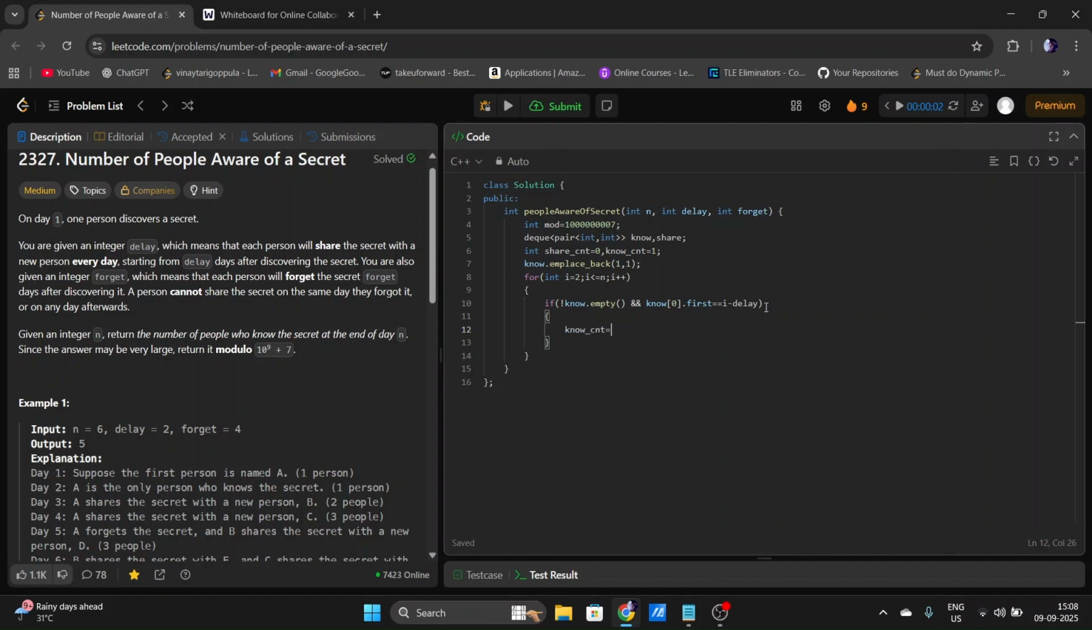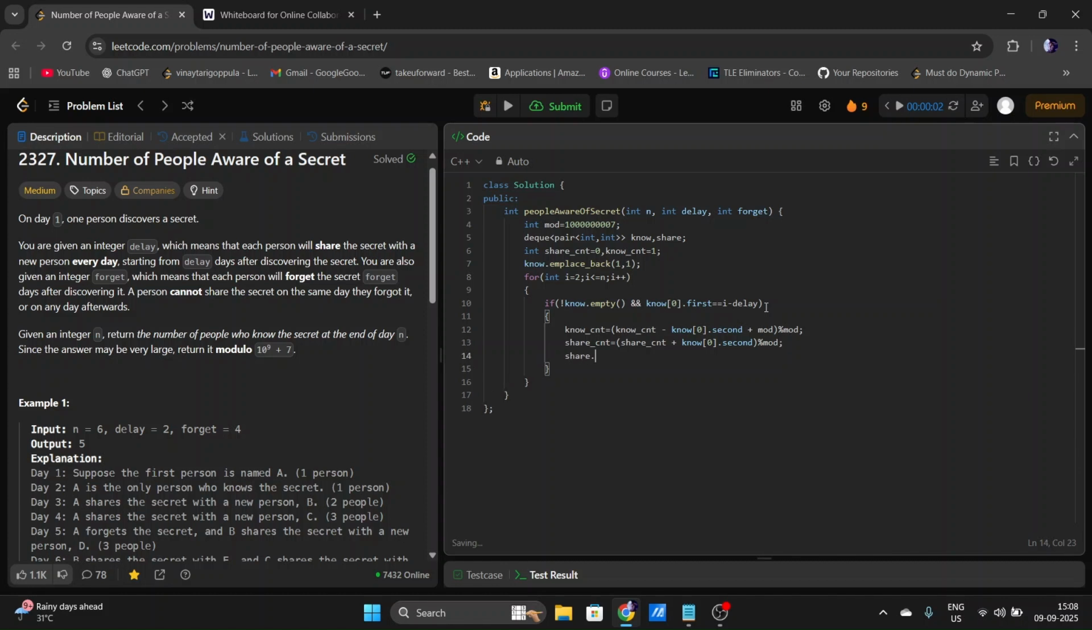So that he can share now, we will remove that person in no count, minus no of 0 dot second. Why second? Because it contains the number of persons who know the secret. And we will add mod in case there is any overflow, and person mod. Now they can share so that we will increment share count. Share count plus no of 0 dot second. And we will do percentile module.